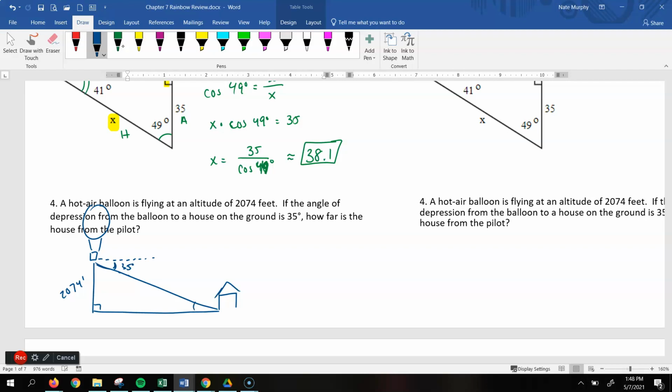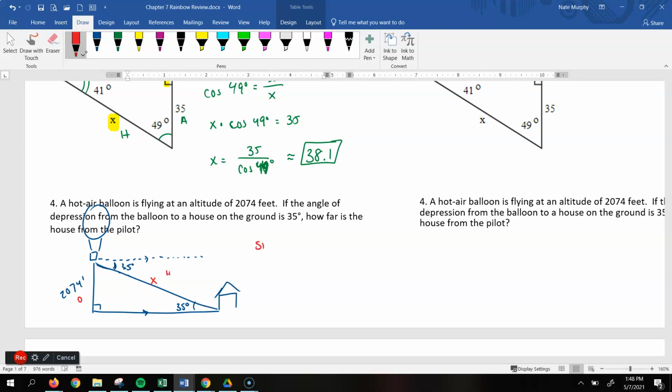So remember that since this horizontal and this horizontal are parallel to each other, this diagonal here cuts those lines. We call that a transversal. So that means the angle of depression and the angle of elevation, which would be here, are the same value. So now I can use that information to figure out this side. We're trying to figure out how far away the pilot is from the house. So this 2,074 feet, that's opposite that angle, and this would be the hypotenuse.